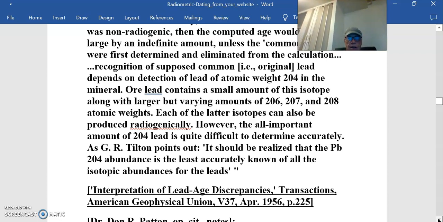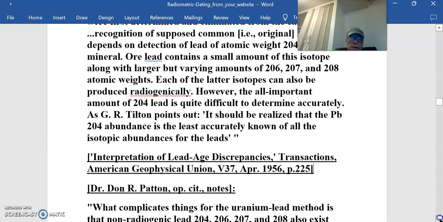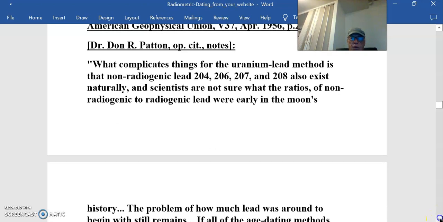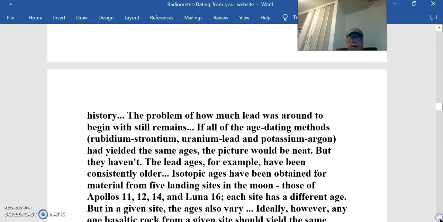So we have interpretation of lead age discrepancies. Now, all these older publications, I did this article years ago, yet it's still the same. What complicates things for the uranium-lead method is that non-radiogenic lead 204, 206, 207, 208 also exists naturally. The scientists are not sure what the ratios of non-radiogenic and radiogenic lead were early in the moon, we're talking about moon rocks history. The problem of how much lead was around to begin with still remains.